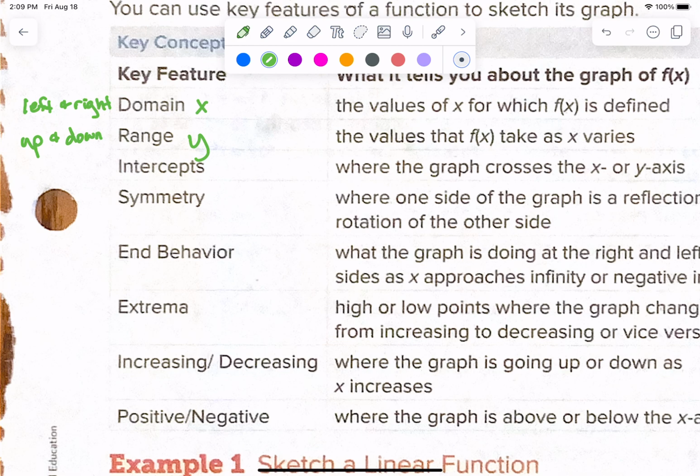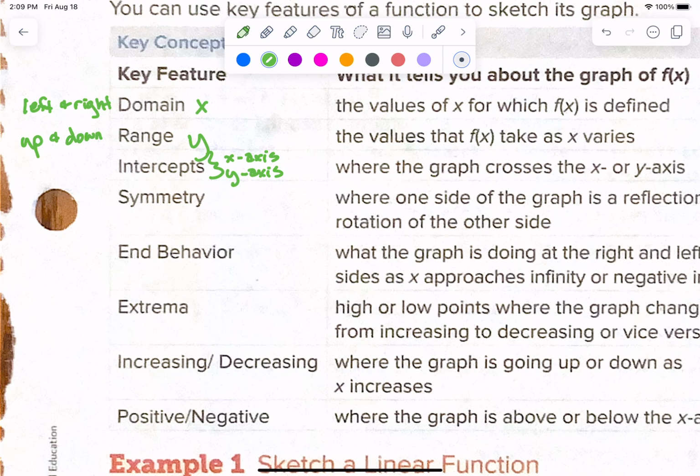Okay? The intercepts. There are two kinds. There are x-intercepts and y-intercepts, where they hit the x-axis, x-axis, y-axis. Intercepts, where it touches the x or y-axis.